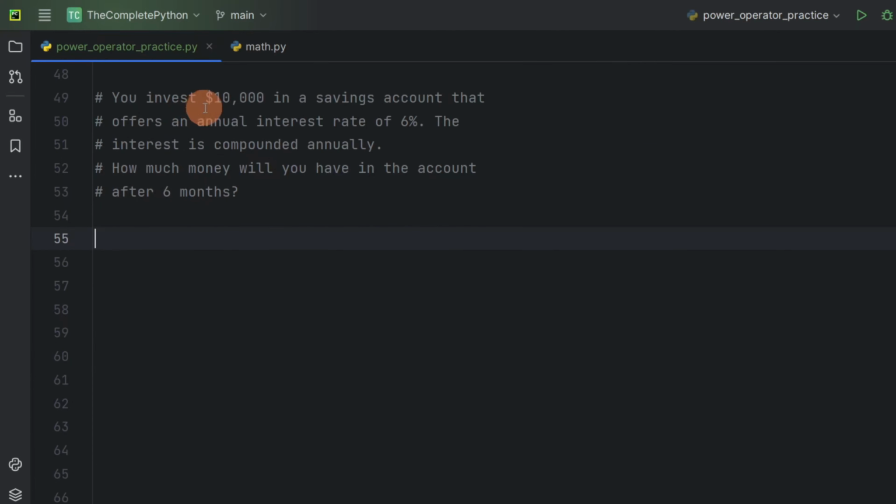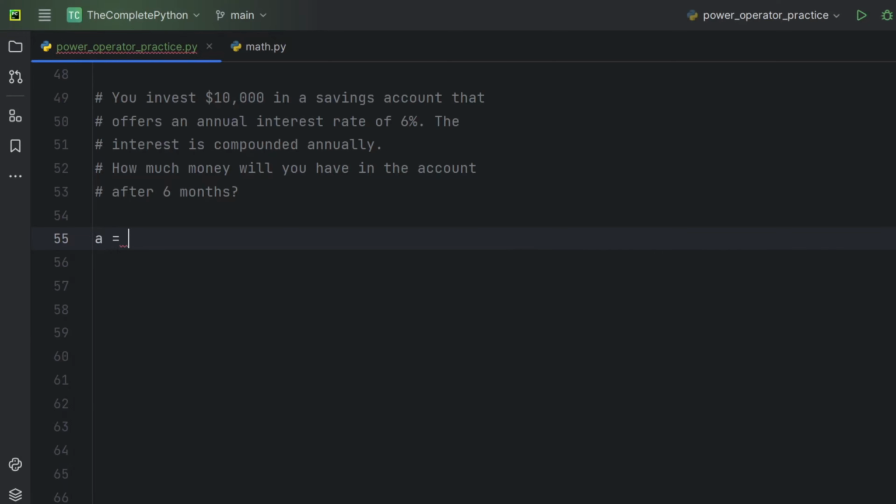You invest $10,000 in a saving account that offers an annual interest rate of 6%. The interest is compounded annually. How much money will you have in the account after 6 months? Let's understand this question. So currently we have $10,000 in our saving accounts. Now the interest rate, it is 6% per annum. Now we need to figure out what will be the balance in our account after 6 months. Let's solve this problem directly.